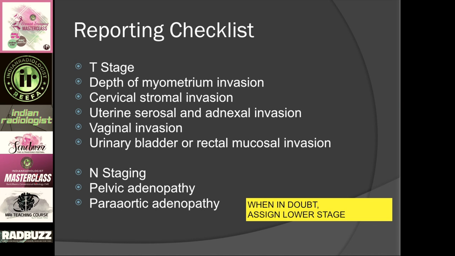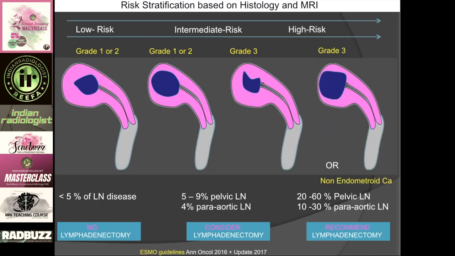So this is going to be a reporting checklist. You talk of T stage, you talk of deep myometrial invasion, any cervical stromal invasion, uterine serosal and adnexal extension, vaginal invasion, urinary bladder or rectal invasion, and then your N staging with pelvic or para-aortic lymphadenopathy. When there's a doubt, please tend to assign a lower tumor stage so that the patient can get appropriate treatment and not have to go for radical treatment. This is how the patients are managed.